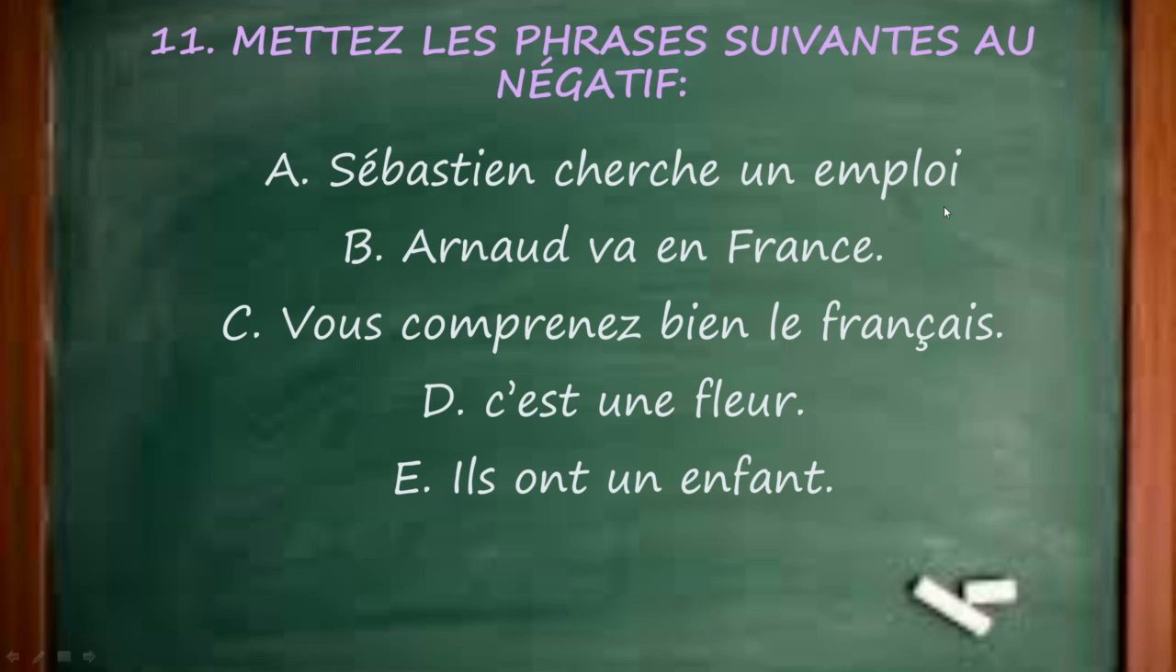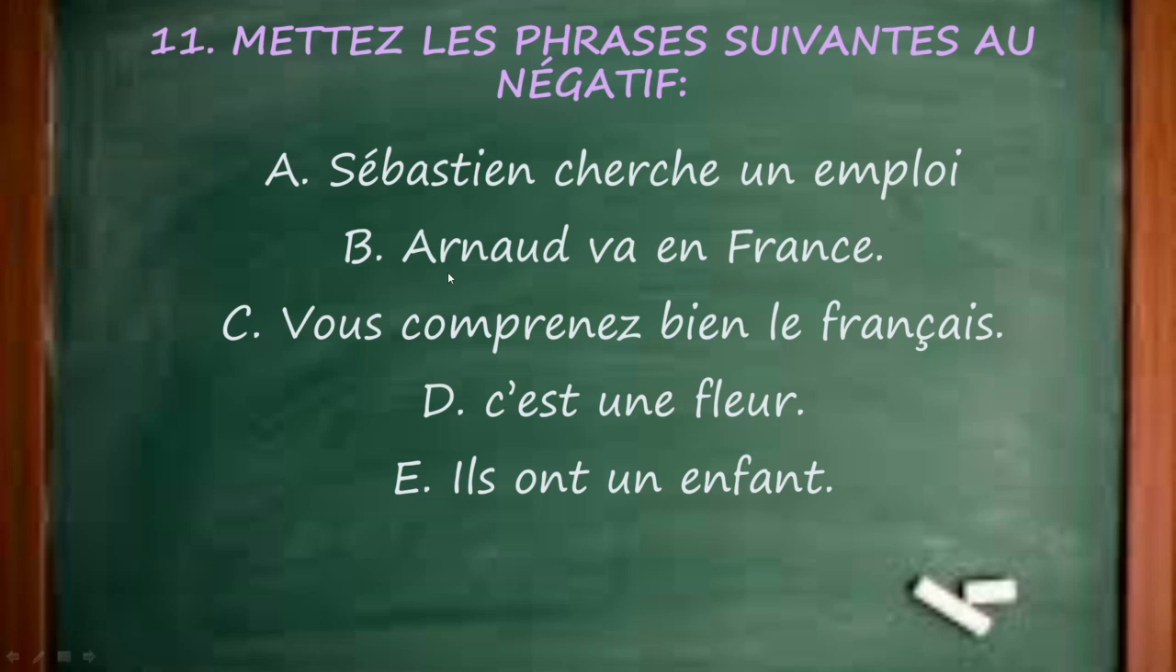Right, so d'emploi, the spelling will remain the same. Second one, B, Arnaud va en France. So Arnaud is going to France. We just got the verb. We don't have un, une, des, de, du, de la, de l'apostrophe, de. So that's the thing you've got to notice. If you've got the indefinite article or the du, de la, please make that change. If not, the sentence will be wrong.